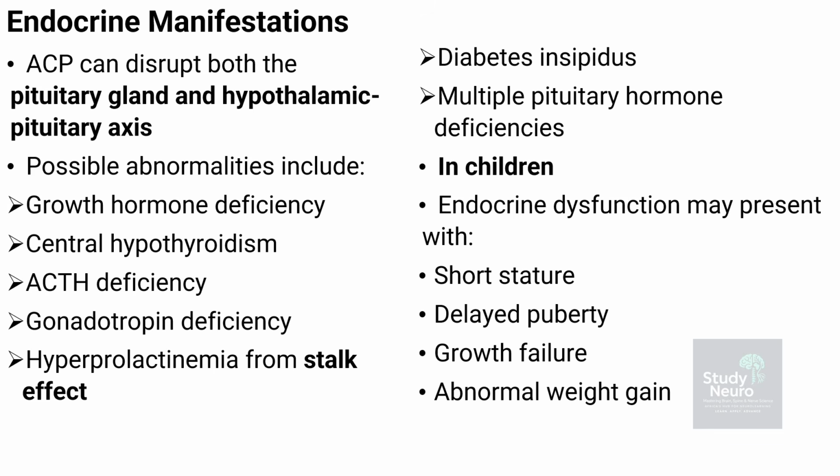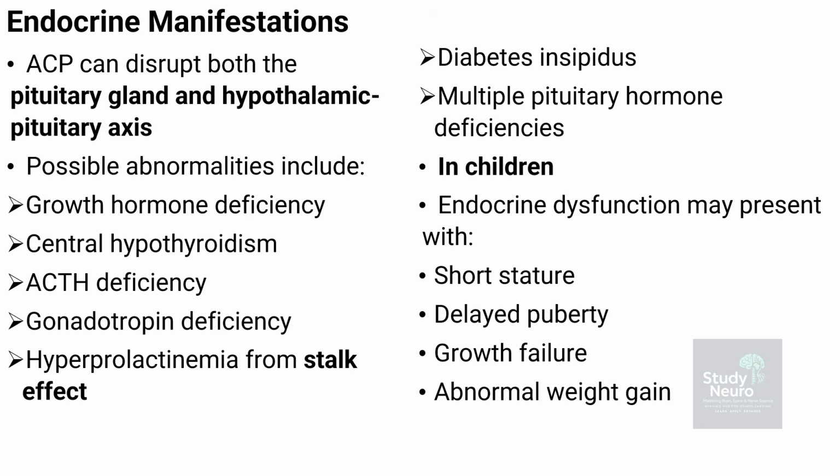Endocrine dysfunction is common in Adamantinomatous craniopharyngioma because the tumor can affect the pituitary gland and the hypothalamic pituitary axis. This can interfere with normal hormone production and regulation. The effects may be significant. Growth hormone deficiency can impair normal growth, while central hypothyroidism results from reduced thyroid-stimulating hormone activity. Adrenocorticotropic hormone deficiency can reduce cortisol production, and gonadotropin deficiency may affect puberty and reproductive function.